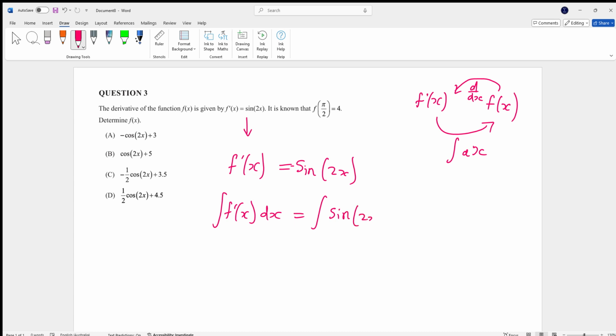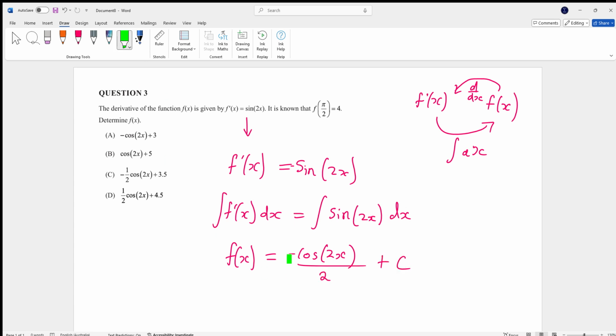The left hand side will just turn into f of x. And then on the right hand side, we'd have to integrate sine, so it will turn into minus cos, and then you've got the 2x. Then you'll have to divide by the derivative of the inside function, which in this case, the derivative of 2x is 2, so it's over 2. And then we add our constant of integration, okay?